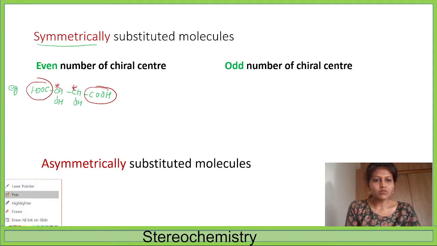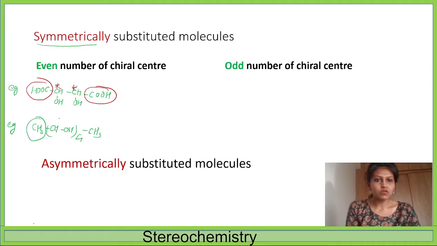Next example we can write, suppose CH3, CHOH 4 times, CH3. So the terminal functional groups are the same and there will be 4 chiral centers. So, even number of chiral centers with a symmetrically substituted molecule.